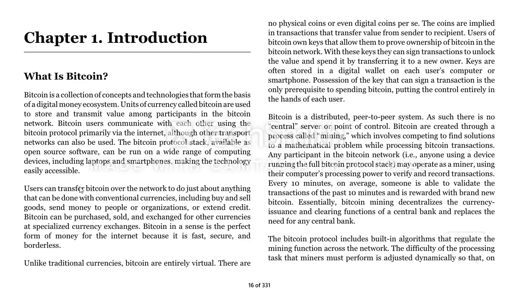Users can transfer Bitcoin over the network to do just about anything that can be done with conventional currencies, including buy and sell goods, send money to people or organizations, or extend credit. Bitcoin can be purchased, sold, and exchanged for other currencies at specialized currency exchanges. Bitcoin in a sense is the perfect form of money for the Internet because it is fast, secure, and borderless.